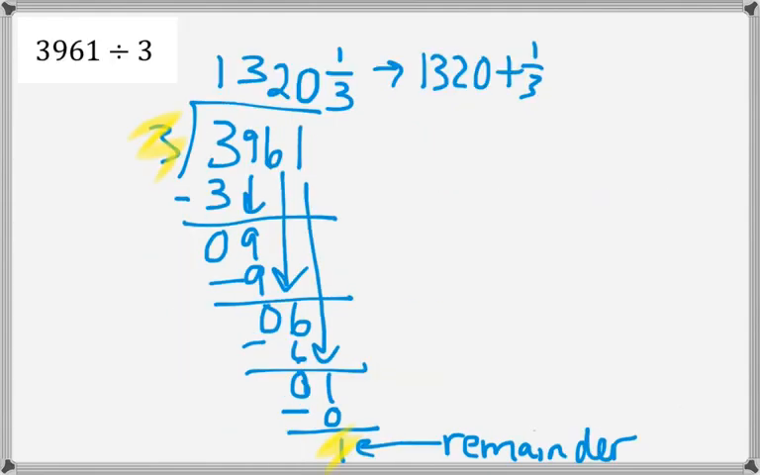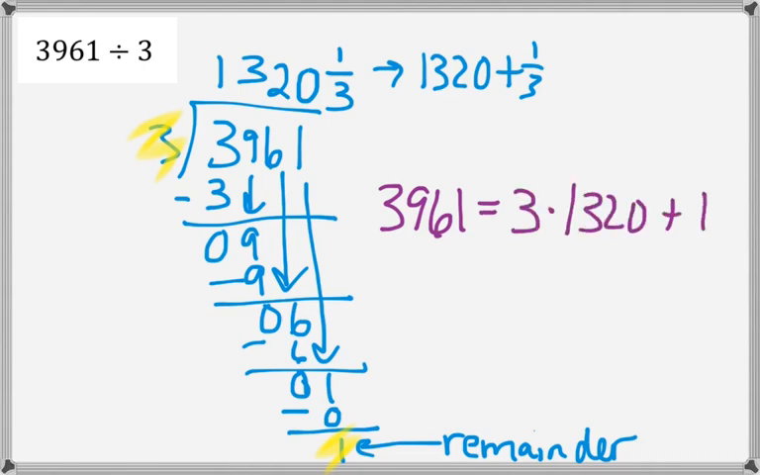In this case, the dividend is equal to the divisor times the quotient plus the remainder. So if you take 3 times 1320, you get 3960, and then you have to add that remainder of 1 to get the 3961 that we started with.